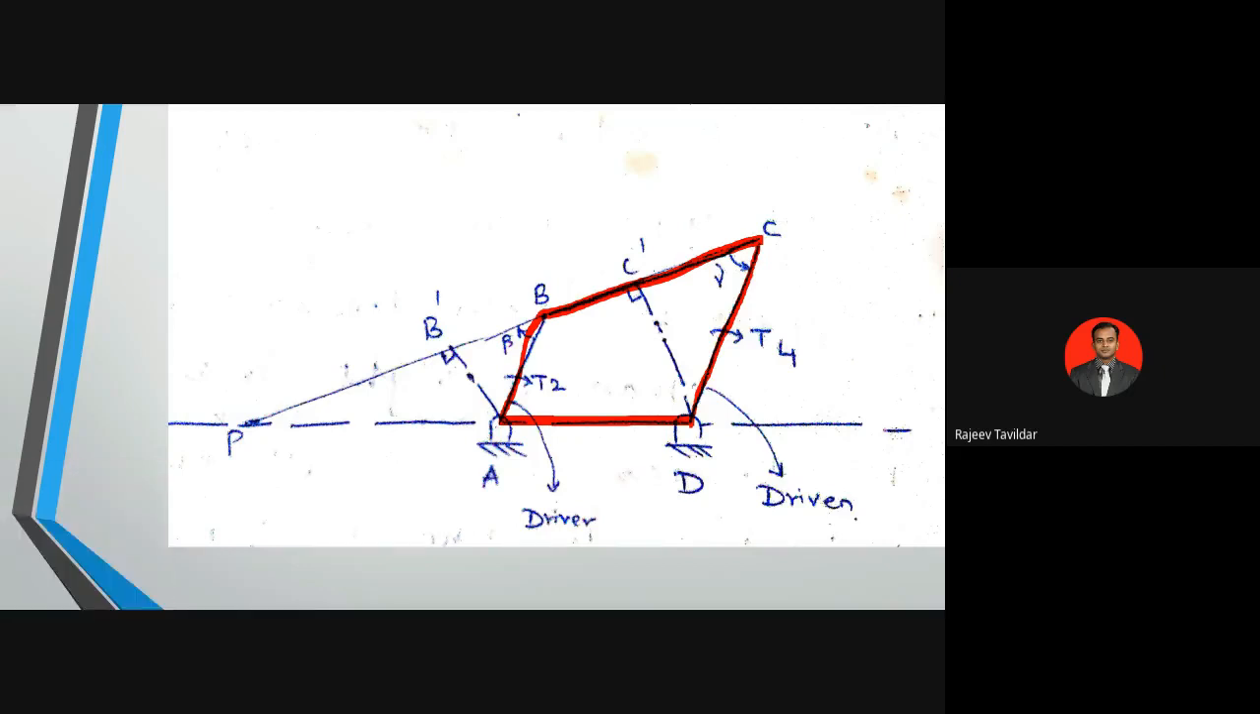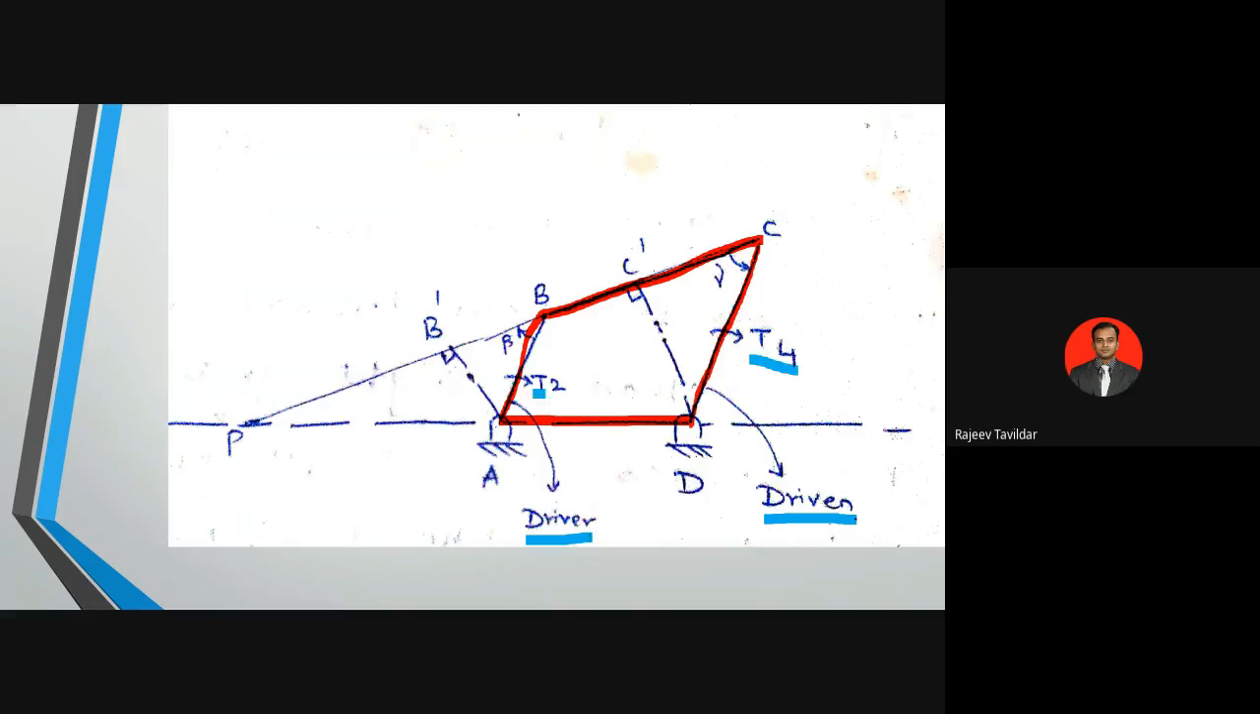Now, for this, the link AB, which is the crank, hence it is also named as a driver link over here. Let us assume that it is rotating with the torque of T2. 2 stands for the link number 2. Similarly, because of this input torque given to the driver, we are having the output link here, that is CD, which I have termed as driven link. So the output torque on this I have termed as T4.